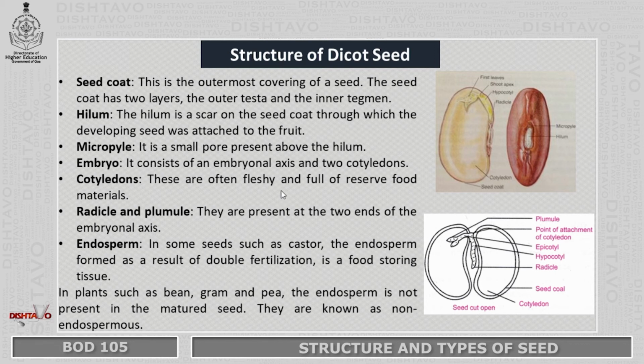The endosperm, in some seeds of this particular seed, that is dicotyledons such as castor, is formed as a result of double fertilization and is the food storing tissue. Here you can see the seed which is cut open, and here you can see there is development of embryo that is taking place, which has a plumule and a radicle. In plants such as bean, gram and pea, the endosperm is not present in the mature seed, and they are known as non-endospermous.